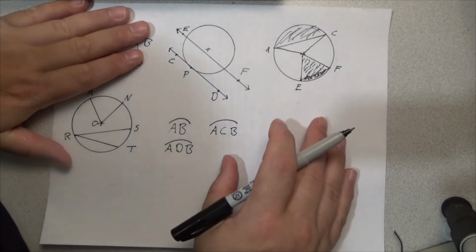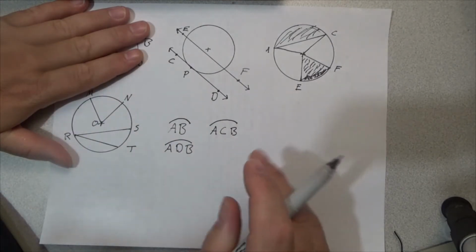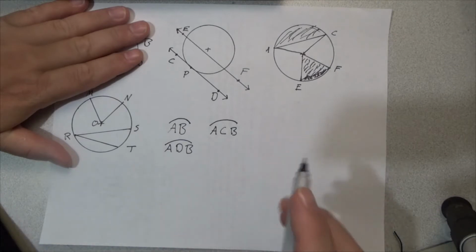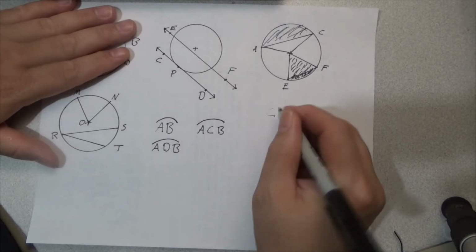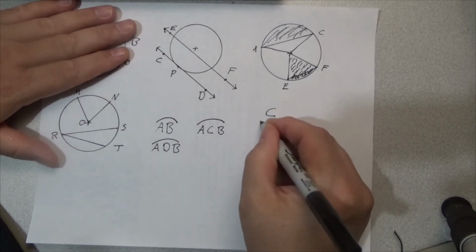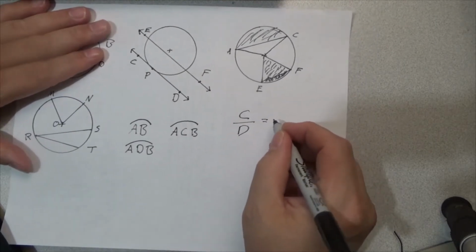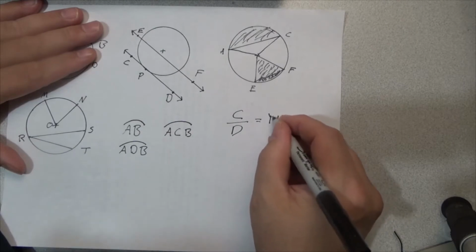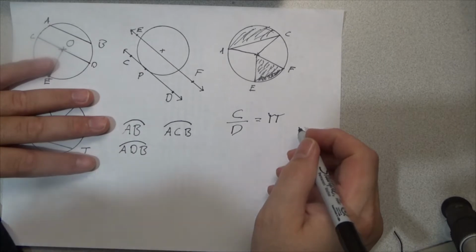At the bottom of page 615, it says that there's an important relationship that exists between the circumference and the diameter of a circle. If you take the circumference of a circle, divide it by the diameter, you're going to get an irrational number known as pi. Pi is approximately 3.14.